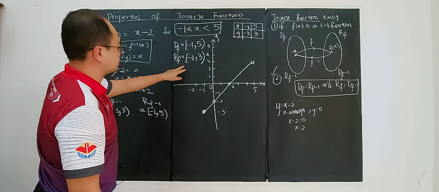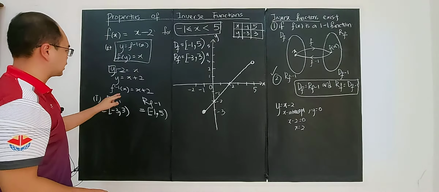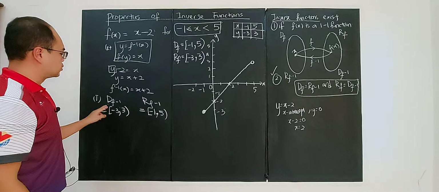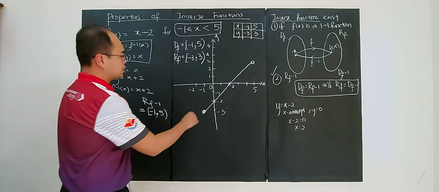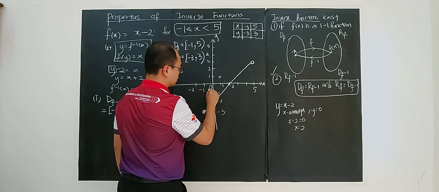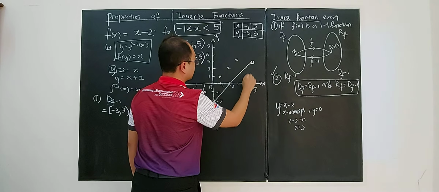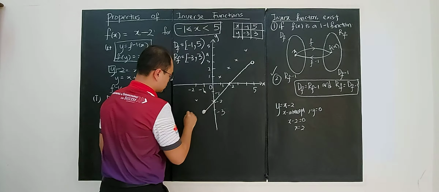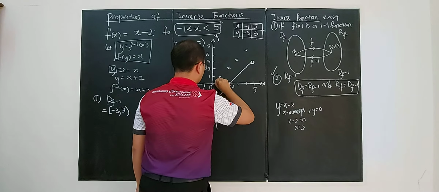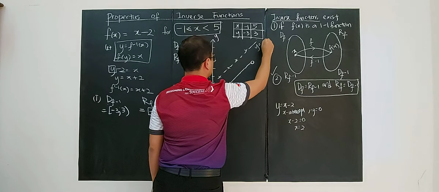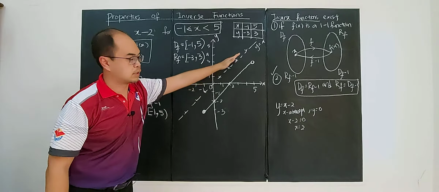As you see, if you sketch this graph, they are reflected about this line. The domain of one will be the range of the other. You need to sketch the line y equals x. If you sketch it carefully, you will see that the graph is reflected about the line y equals x.